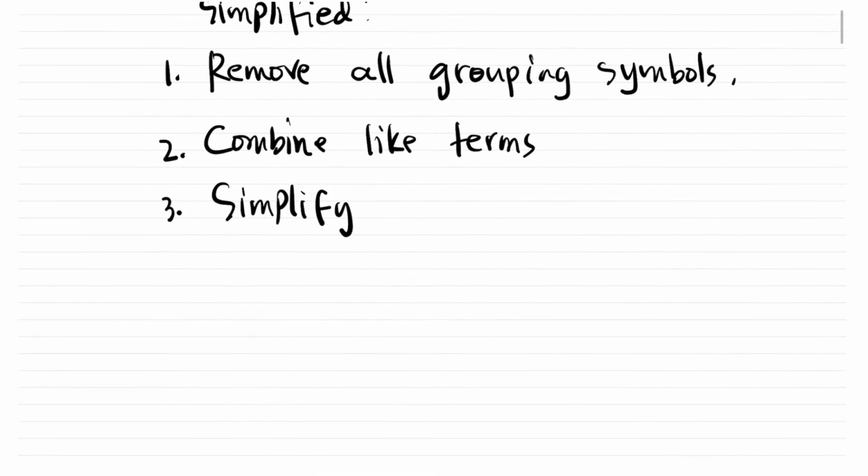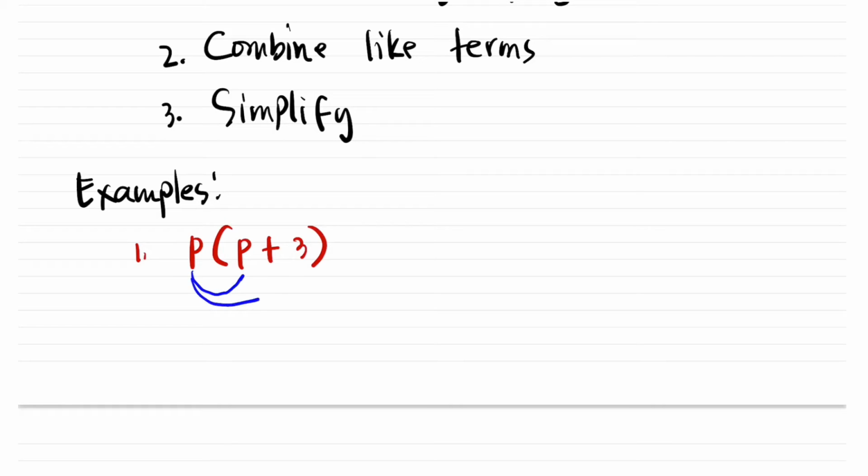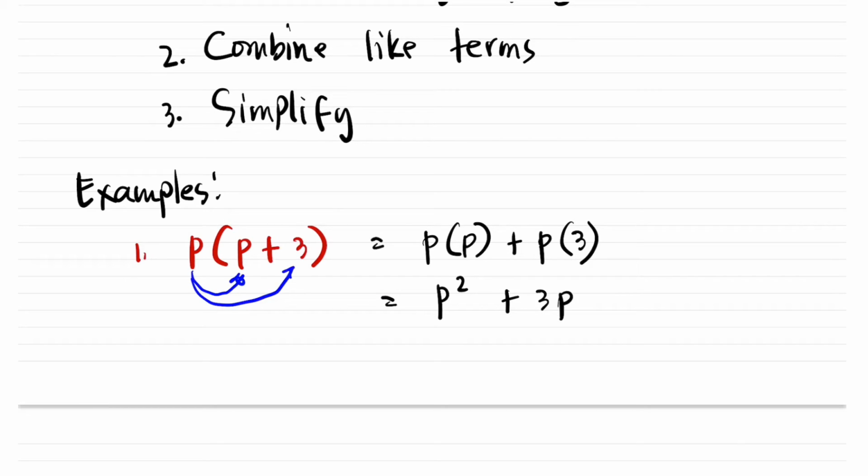Now let's have an example on how we are going to simplify grouping symbols. For example, I have here example number one. We have p times the quantity p plus 3. So what you're going to do is distribute what is outside to inside. Therefore we have p times p plus p times 3. So the answer would be p squared plus 3p.